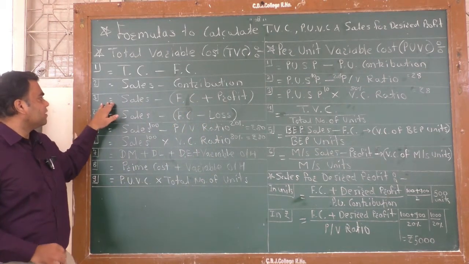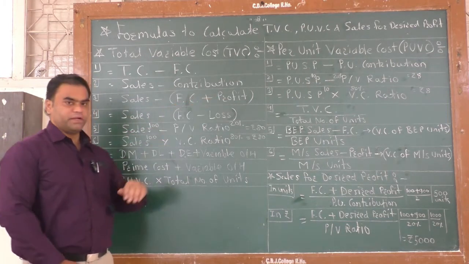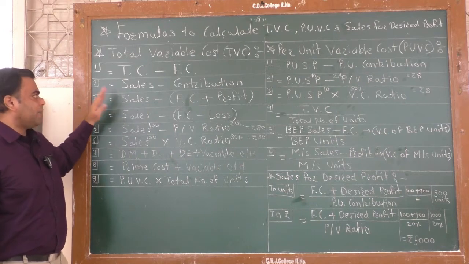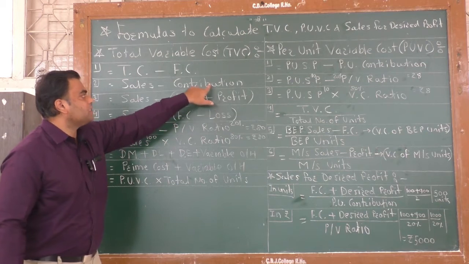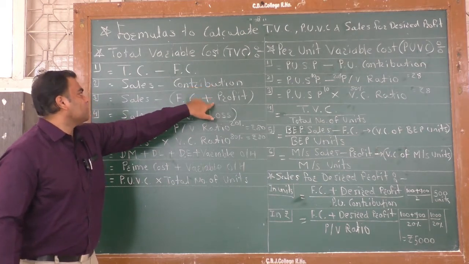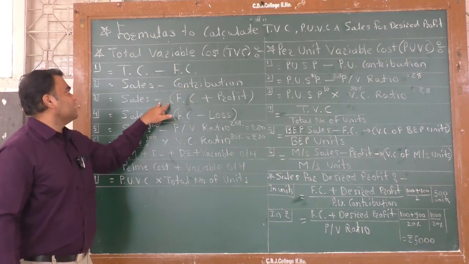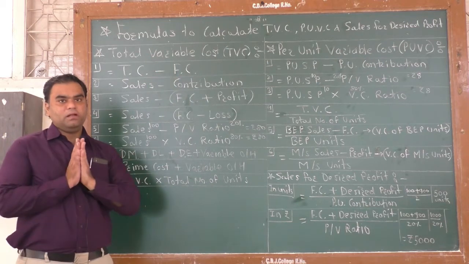Then next, third, sales less fixed cost plus profit. This third formula is similar to the second formula. As we know, fixed cost and profit collectively are known as contribution. That's why when we deduct contribution from sales, then the remaining amount is the amount of total variable cost.